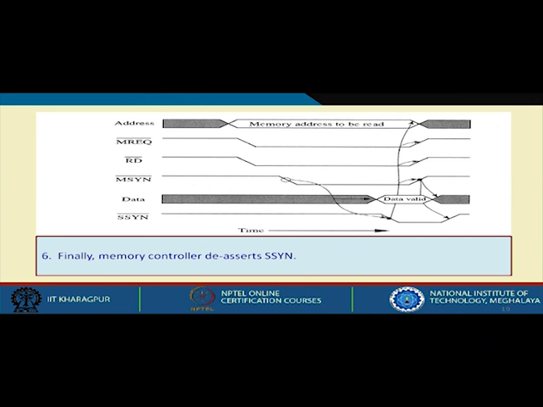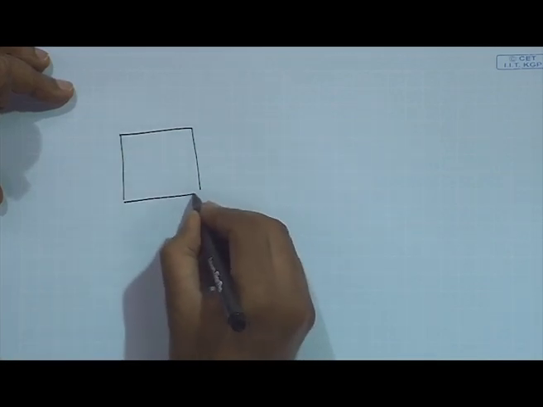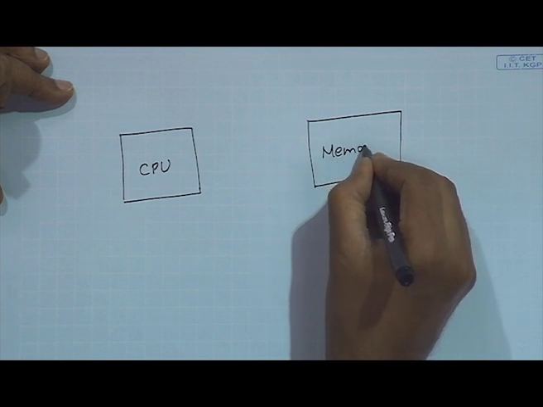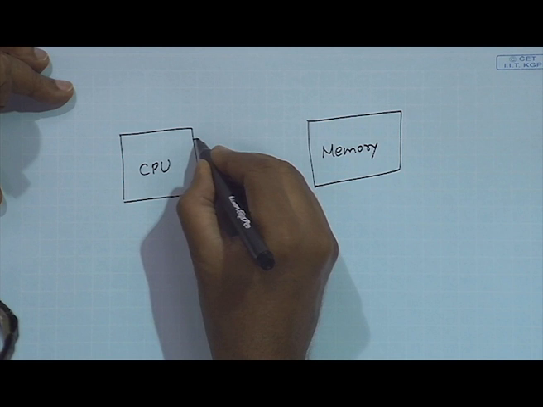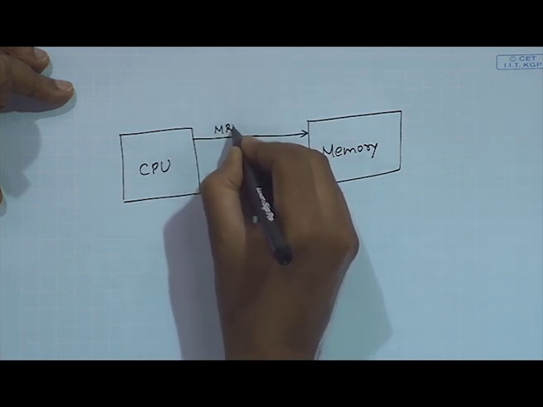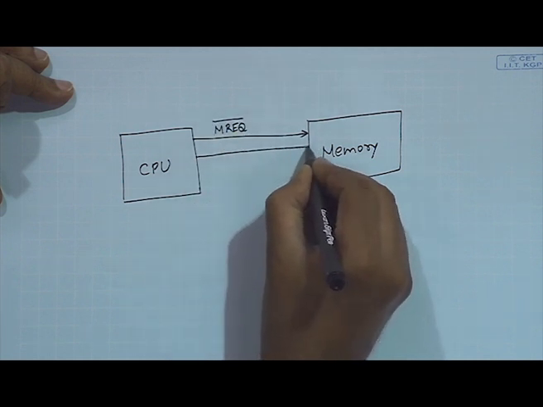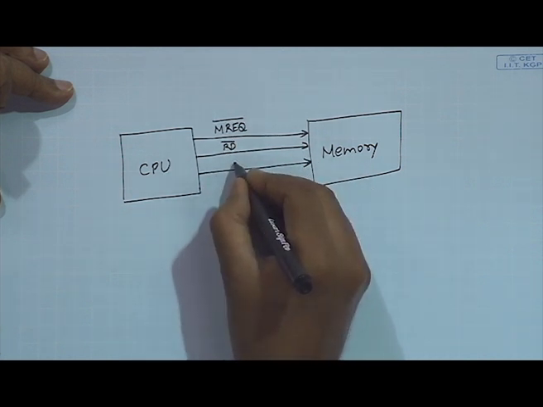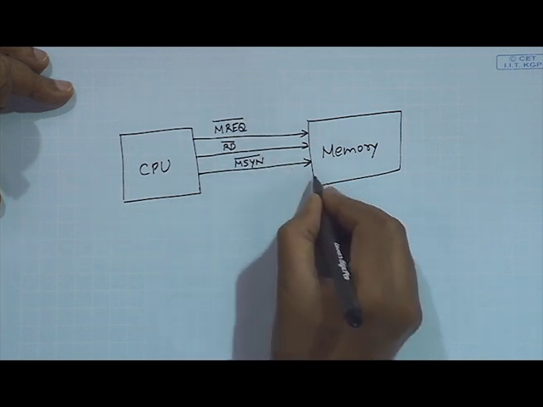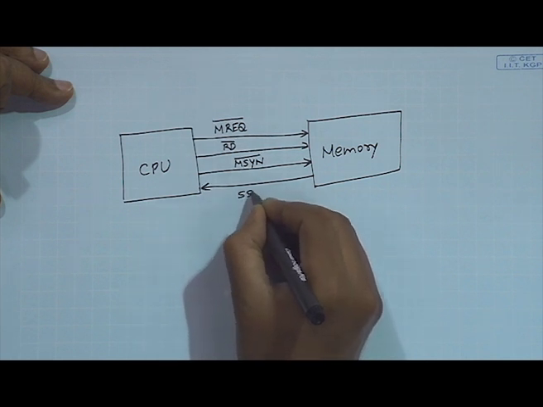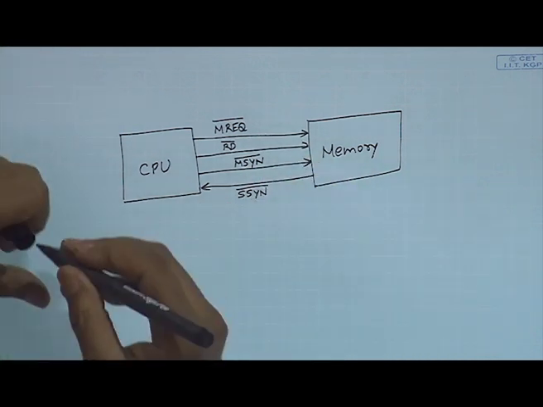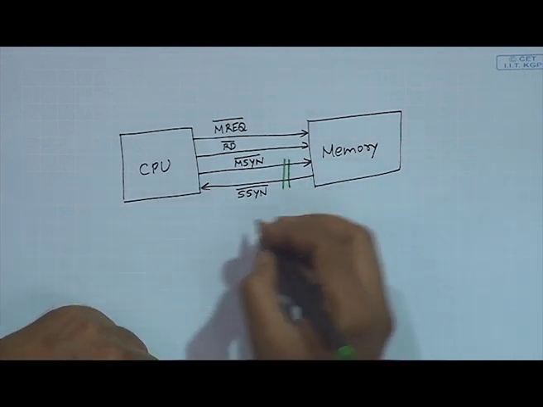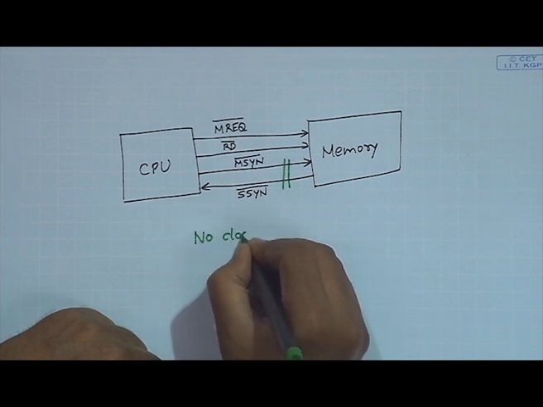So, essentially in this method, you have the CPU and you have the memory system. Actually the memory controller is interacting. For just memory read, the signals which are used are memory request, read, and then there are two handshaking signals: the CPU is sending to memory the msyn signal and the memory is sending back to the CPU the ssyn signal. Using these handshaking signals, data transfer can take place even without the CPU and memory sharing a clock. So, there is no clock sharing, this is the point to be noted.